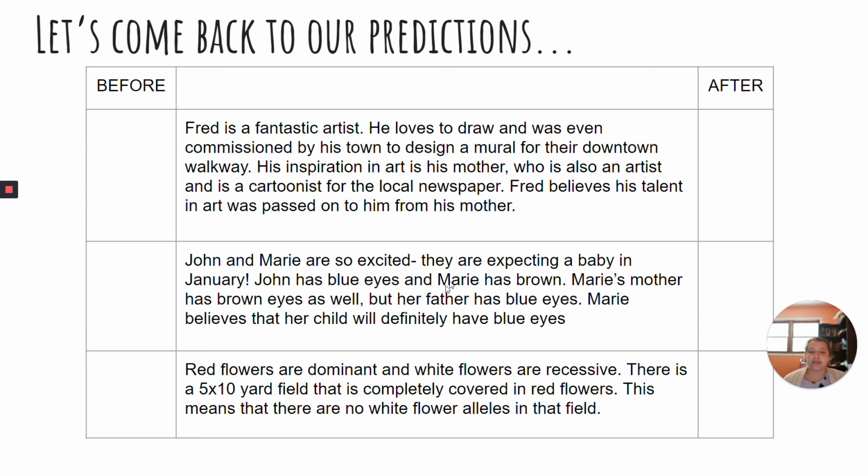John and Marie are so excited. They are expecting a baby in January. John has blue eyes and Marie has brown. Marie's mother has brown eyes as well, but her father has blue eyes. Oh, I'm sorry. Too many blah, blah, blah. Marie believes that her child will definitely have blue eyes. Do we think that's true?